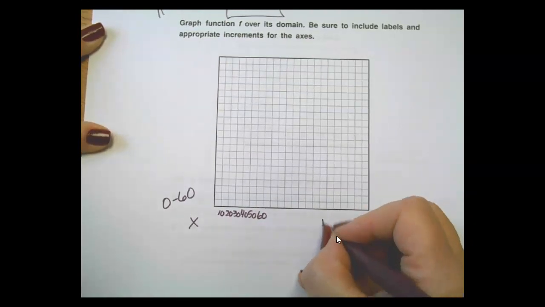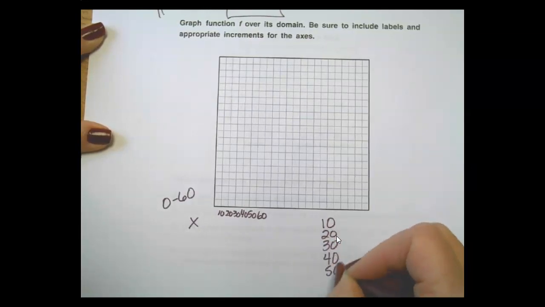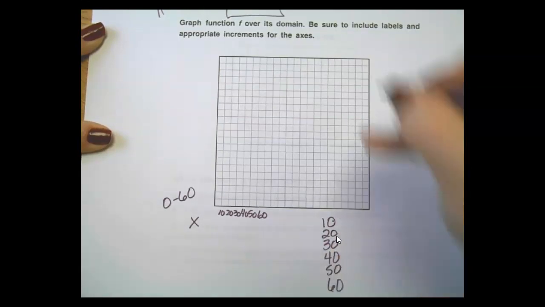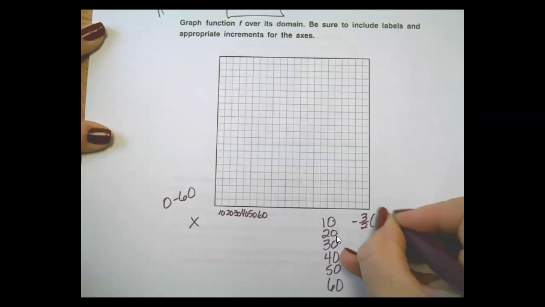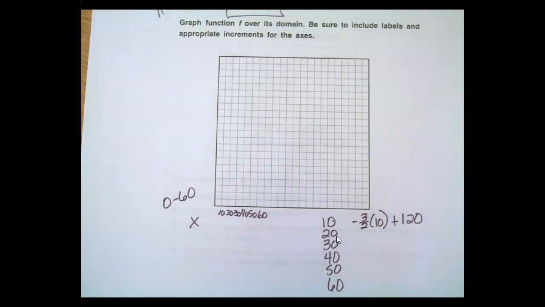So if your x value was 10, 20, 30, 40, 50, 60, and then I substitute these values where the x is, so negative 3 over 2 times 10 plus 120. What's my y-intercept? Or I'm sorry, what are my ordered pairs?